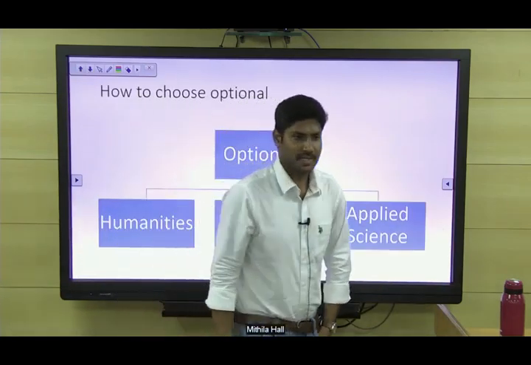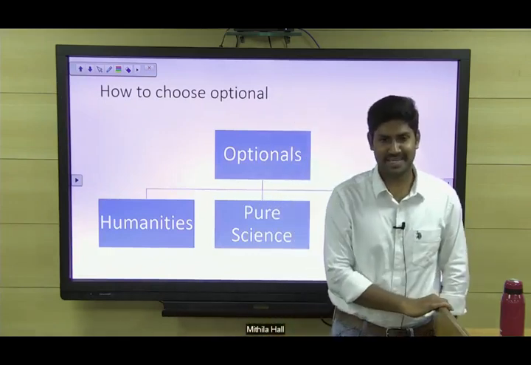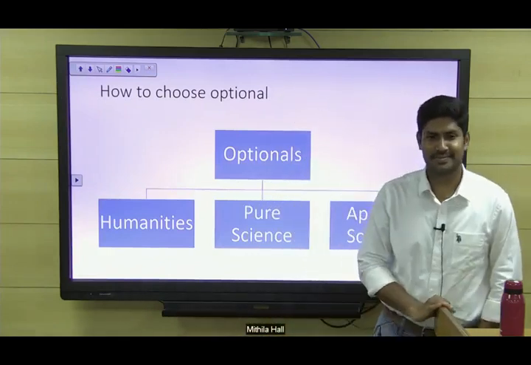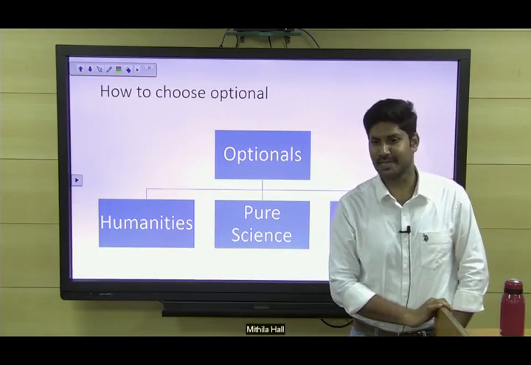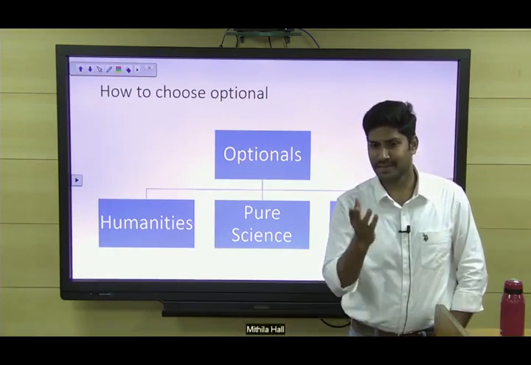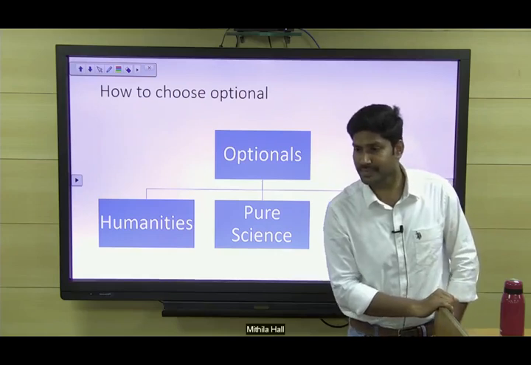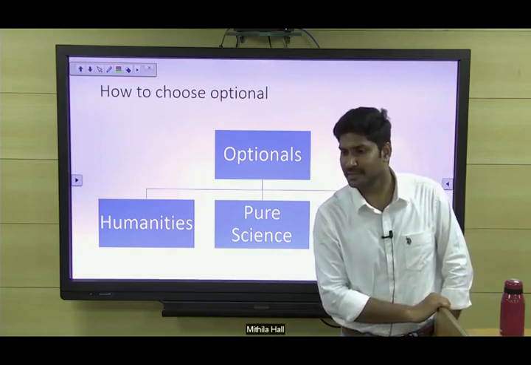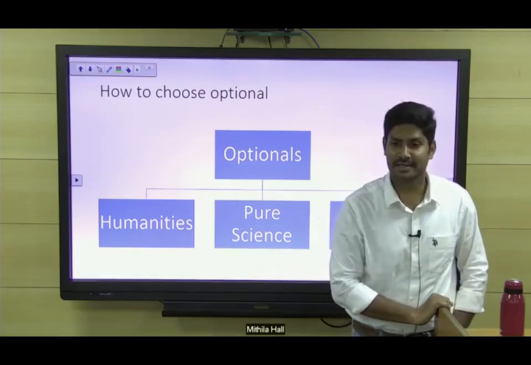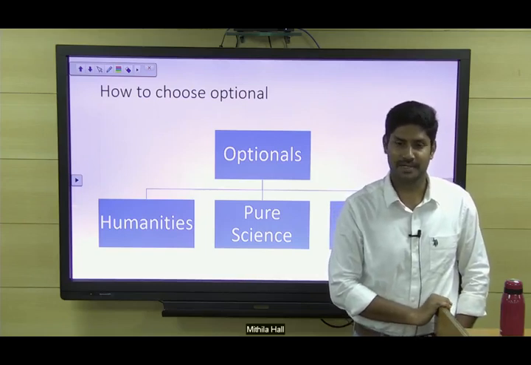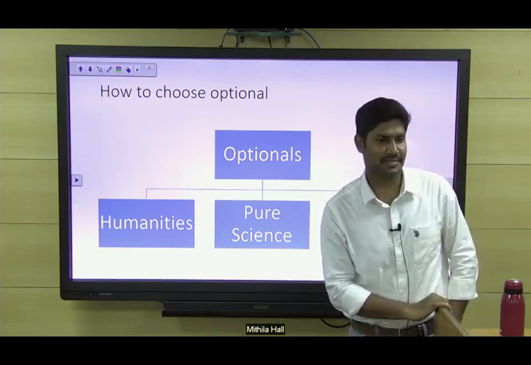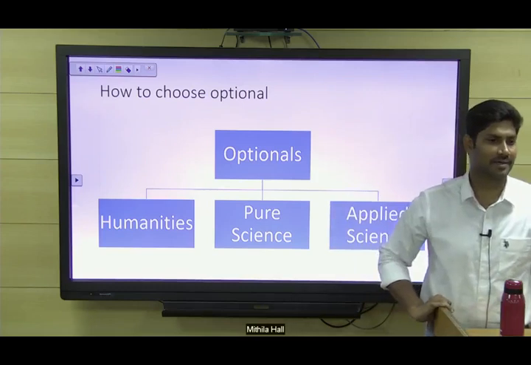And how many are agri students, with a BSc agri background? Okay, good. All right, so non-agri? Okay. Graduation, BSc? Mathematics. Plant biotechnology, okay. Animal biotechnology. Okay, right.